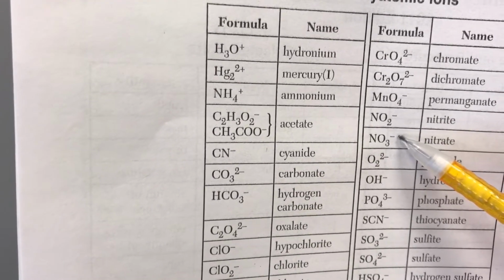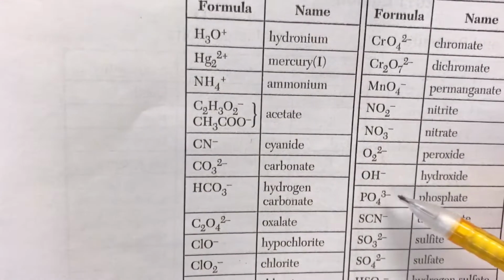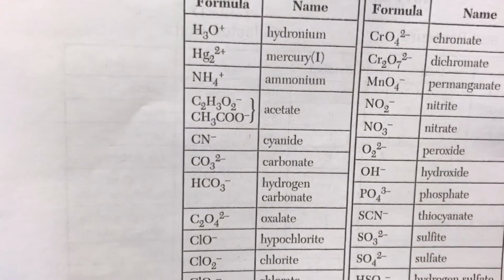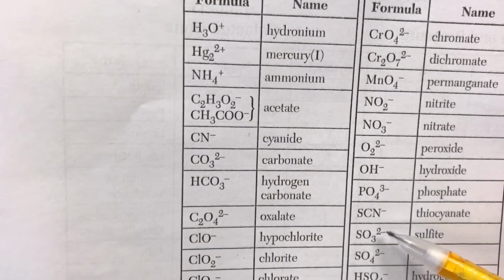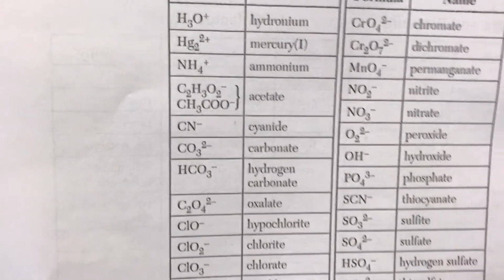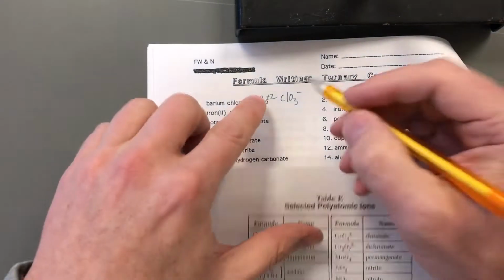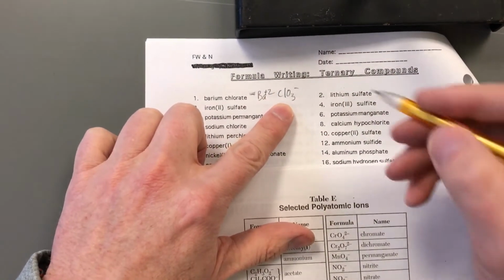If there's no number, it just means -1 or +1. Otherwise, there will be a number. So for example, 3 minus is really the same as -3. 2 minus, really the same as -2. Okay? So chlorate, this is where MC Hammer comes in.